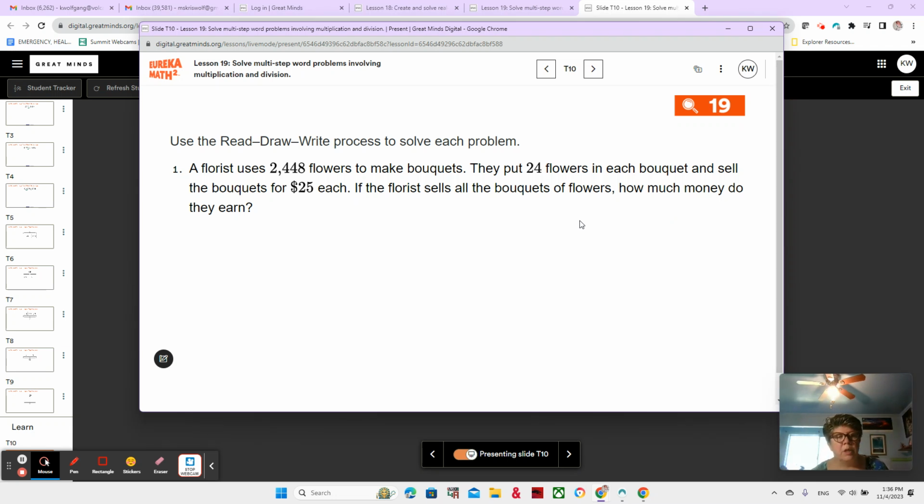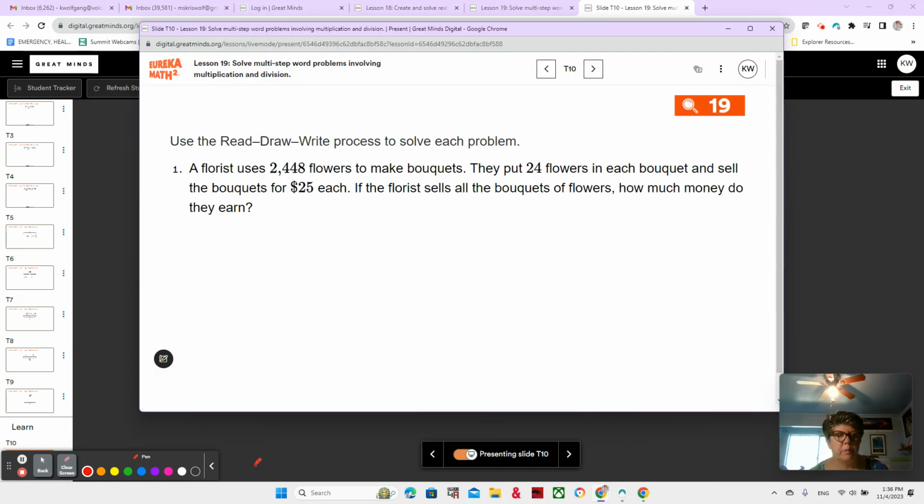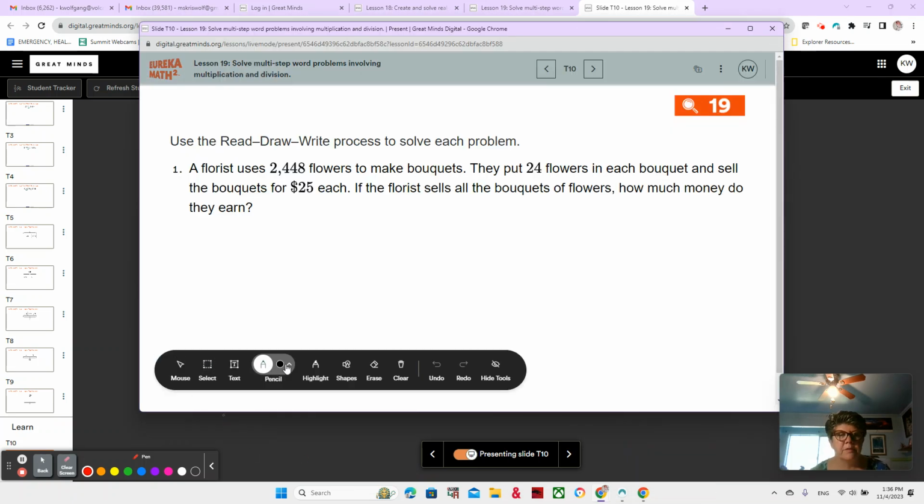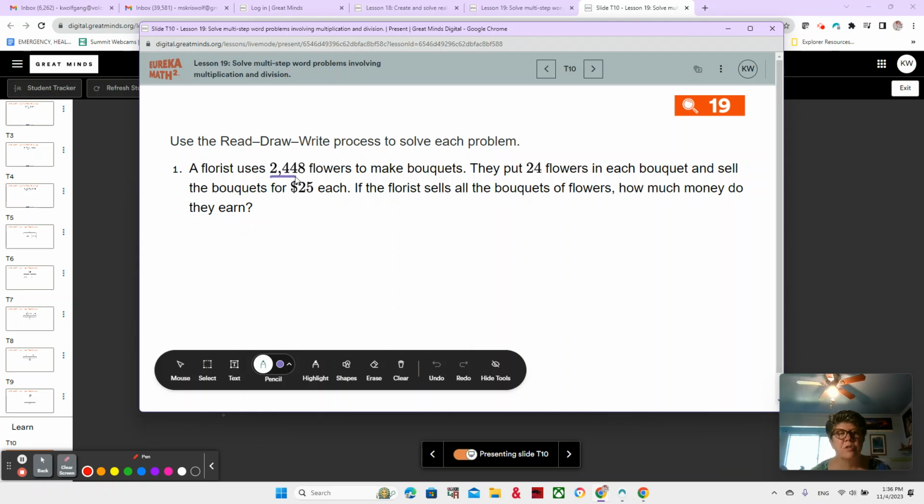Okay, so what do we know already? Let's check it out with a purple pen. We know that we have 2,448 flowers and that there's 24 in each bouquet. I see the word each there. That's a clue word, right? And the bouquets are $25 each.